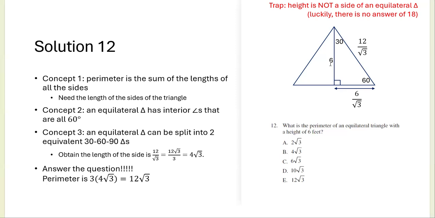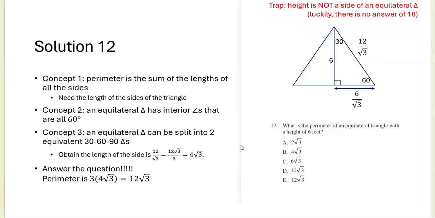So since this is 6, to get to this side, opposite to 30, you divide by square root of 3. And then to get to the hypotenuse, you take the side opposite to the 30-degree angle, and you multiply it by 2. So the side is 12 root 3. And the perimeter is side plus side plus side, so 3 times the side length. Which is 12 root 3.